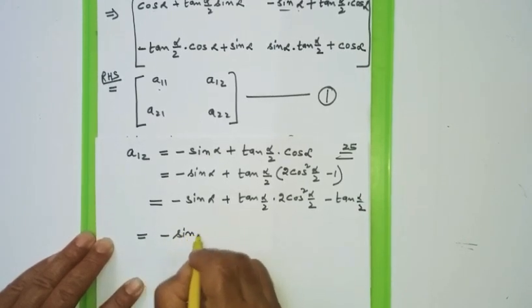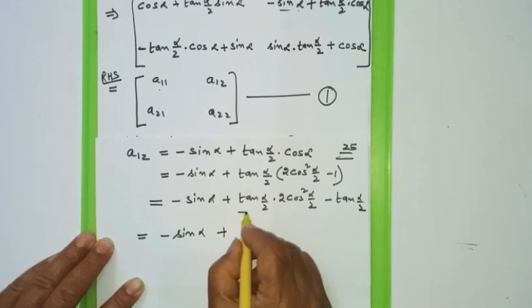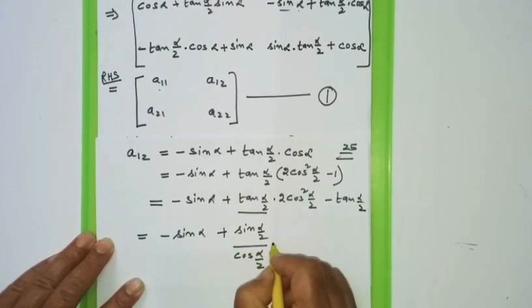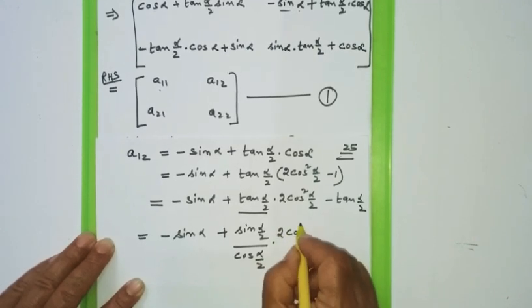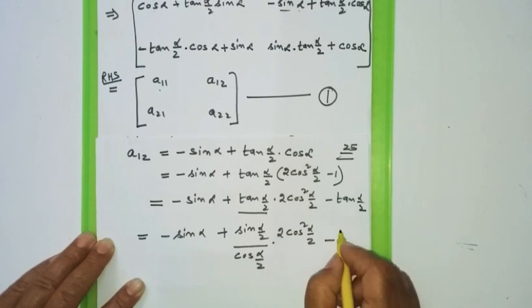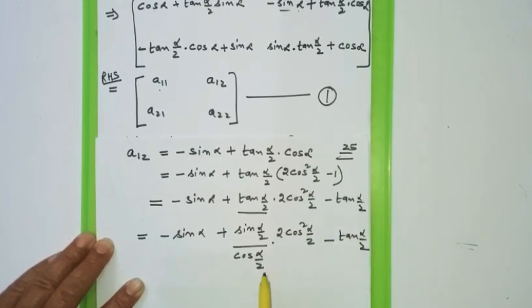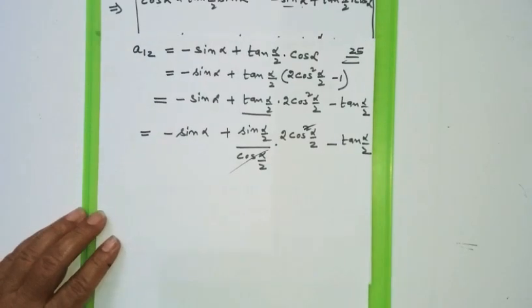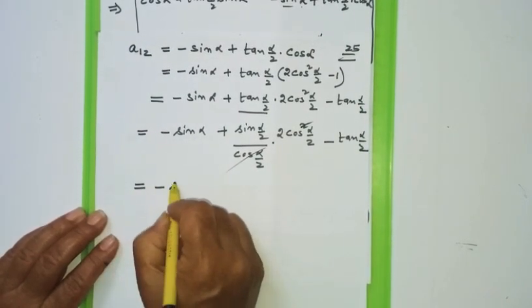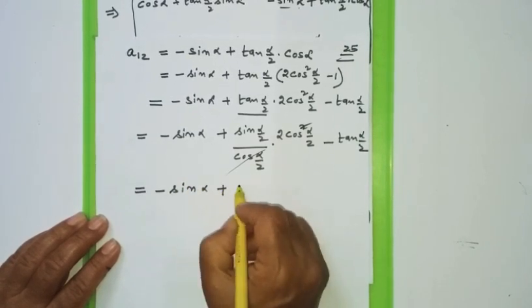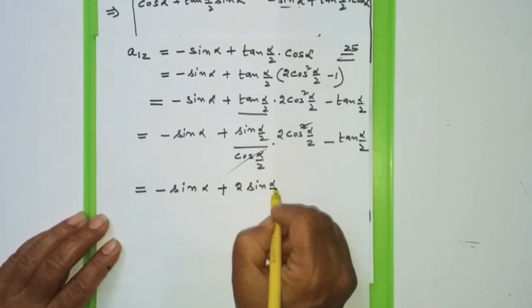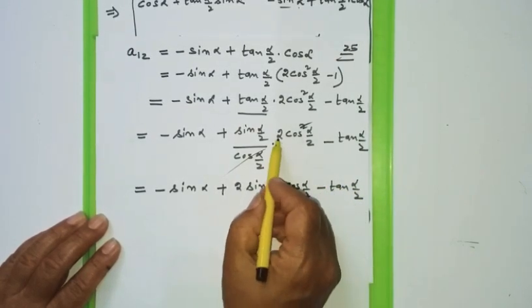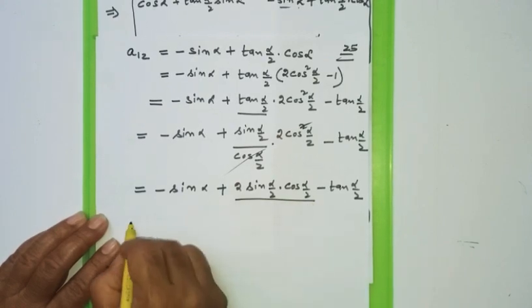Now again we move further and we write this tan alpha by 2 as sin alpha by 2 upon cos alpha by 2 into 2 cos square alpha by 2 minus tan alpha by 2, and we observe that cos alpha by 2 cancels 1 power of cos square alpha by 2. Then we calculate further and we get minus sin alpha plus 2 sin alpha by 2 into cos alpha by 2 minus tan alpha by 2.